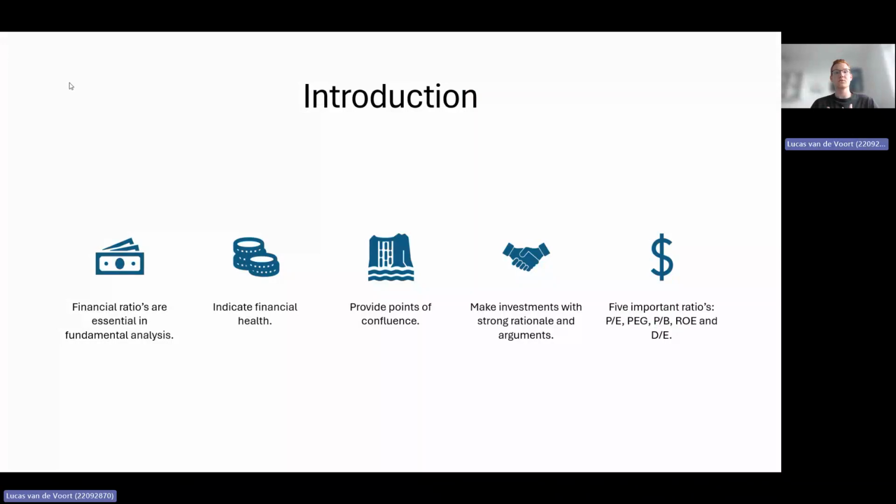And I've personally chosen to explain more about this topic in particular because I think that financial ratios are essential if you want to analyze a company fundamentally, because they show you the financial health of a company and they give you points of confluence. And if you have enough points of confluence, you can make a very educated investment decision. And with that, you don't make a mere bet on a company, but you have an investment decision that's supported by a great and very strong rationale and good arguments.